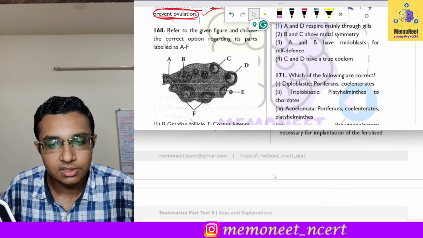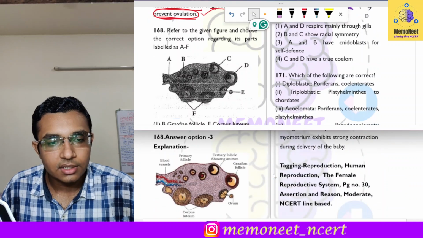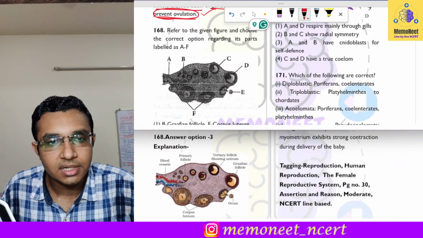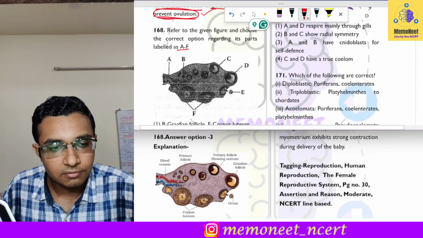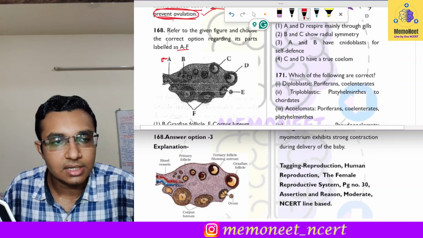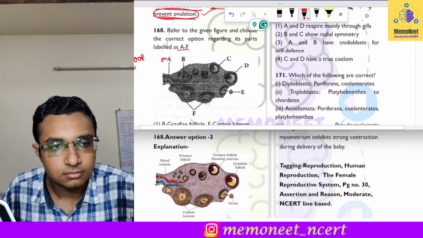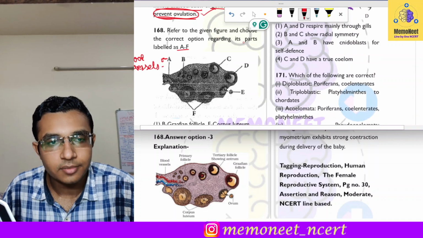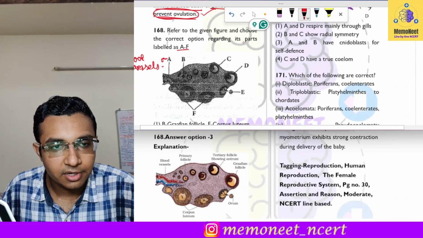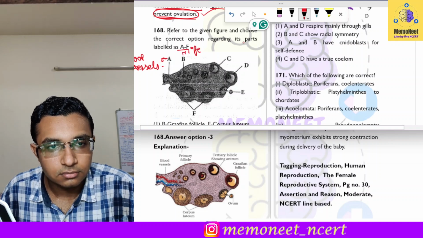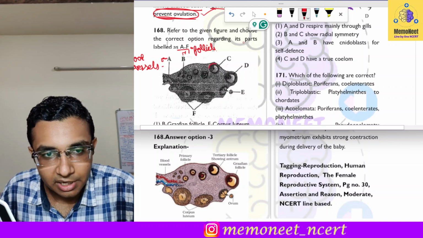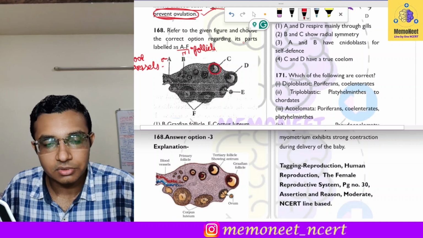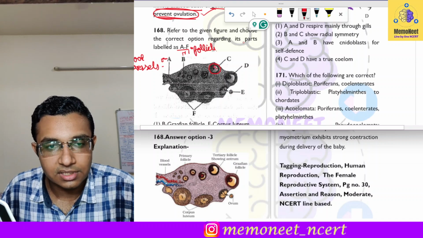The next question is question number 168. It is a diagram based question and we have to identify the parts A to F. The first part, this is the A part, these are the blood vessels. Then the B part is the primary follicle. Then as you can see the C part. In this you can see the cavity. This cavity is called the antrum.